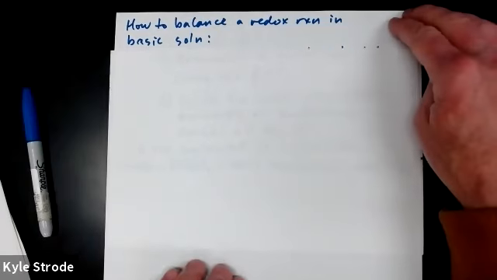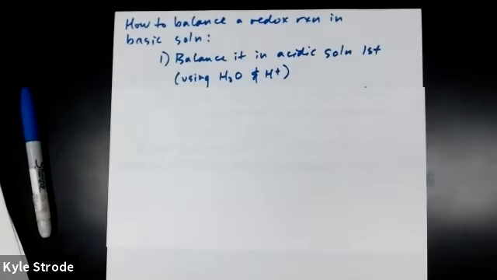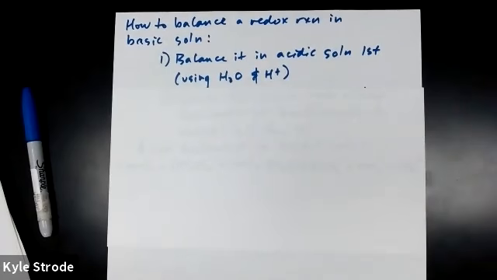So the steps are these. First, we balance our reaction the normal way. And when we get to the step where we balance the O's, we balance with water, then we balance the H's with H+. So we balance the normal way, don't change anything.